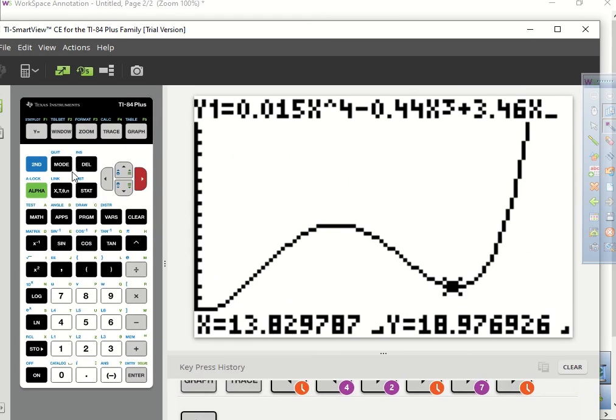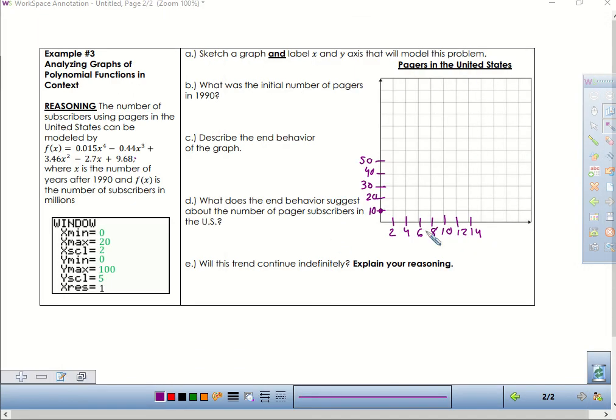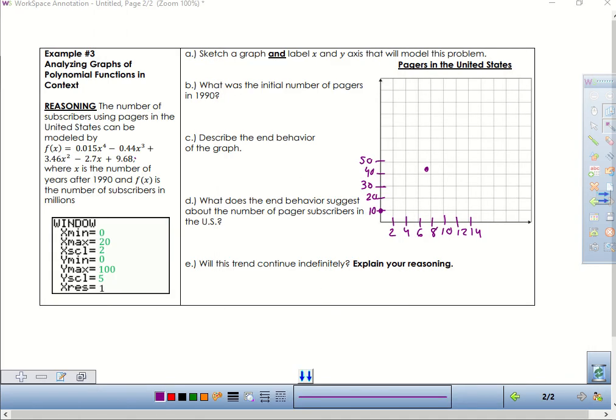So like I said, we have a relative max at about 45, between 7 and 8. So like here at 45, and then we have a minimum over here at 13, at about 20, and then we go up from there. So it's going to look something like this.